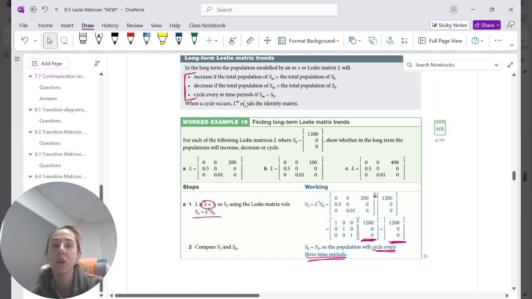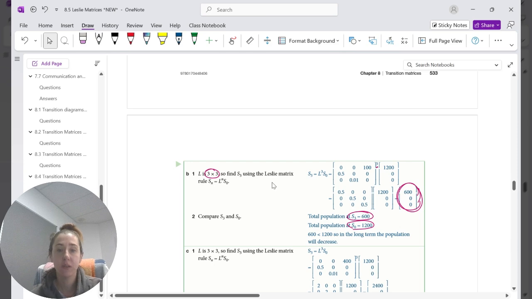Okay, so if we go back to this rule, S of M, the size of our matrix, because we're working with a 3 by 3 matrix, we raised it to the power of 3, so we went through 3 iterations. Because they are the same, it is going to cycle for that number of time periods. In this case, it's a 3 by 3 matrix, so it's every 3 time periods. Again, it's a 3 by 3 matrix, so we're still working to the power of 3.